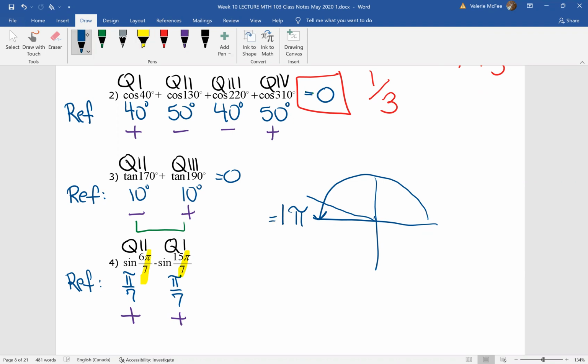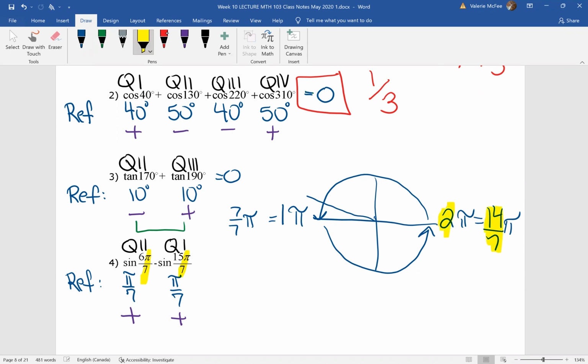Remember that 1 pi is the same as 7/7 pi. If we keep going, we're at 2 pi radians. This is 14/7 pi, right? 14/7 equals 2. But this is 15 pi/7. That means we went all the way around the circle and a little bit more to quadrant 1, where sine is also positive. That means these are going to be the same number, both of them positive.